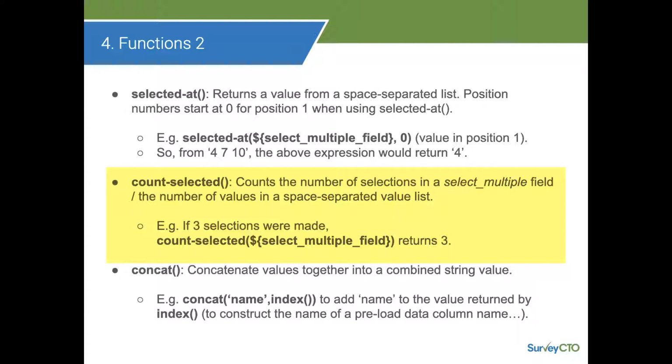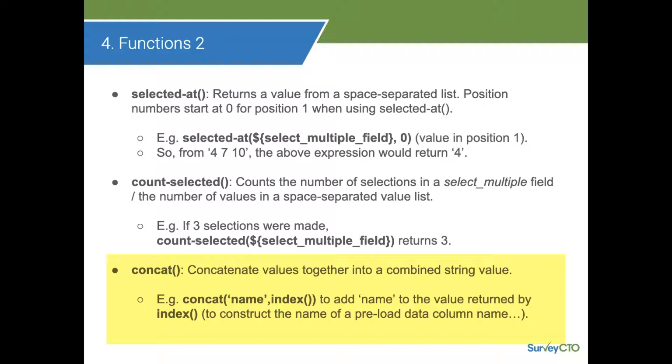Count-selected counts the number of selections in a select multiple field or the number of values in a space-separated value list. So for example, if 3 selections are made in a select multiple field, it would return the value 3. Concat is SurveyCTO's function to concatenate values into a string. You're probably familiar with the concatenate function from Excel or Google Sheets. Concat has many applications in SurveyCTO.